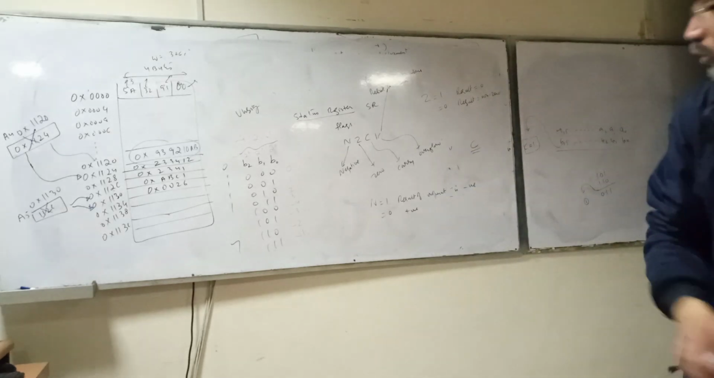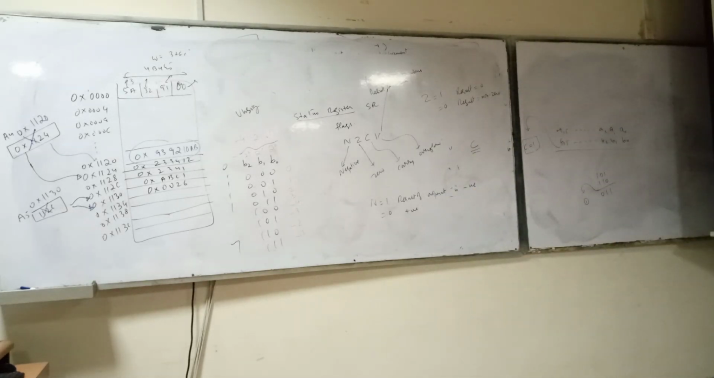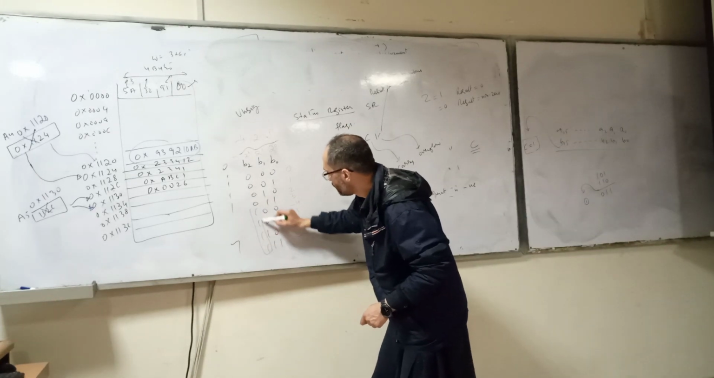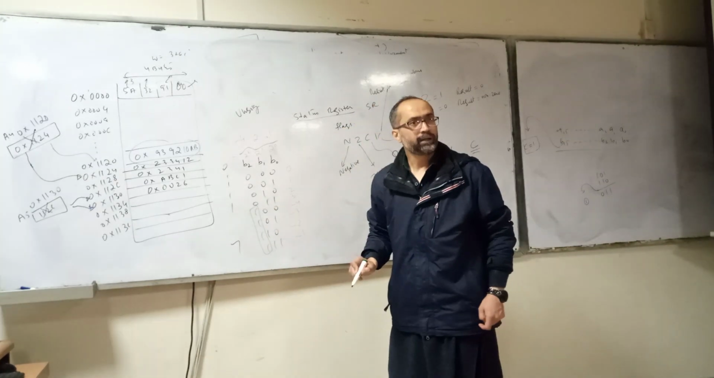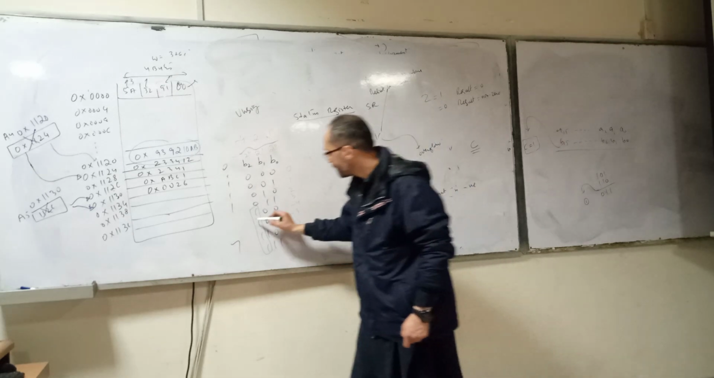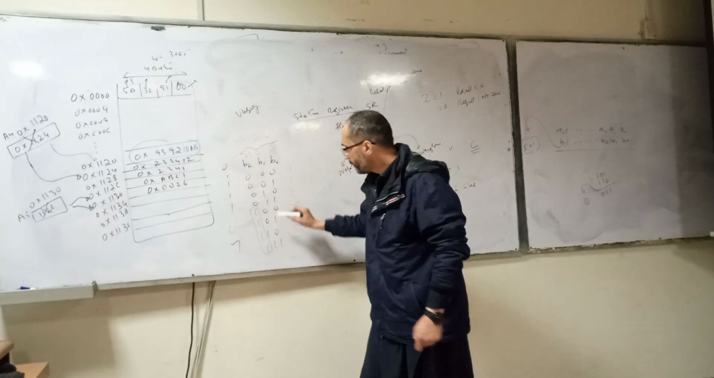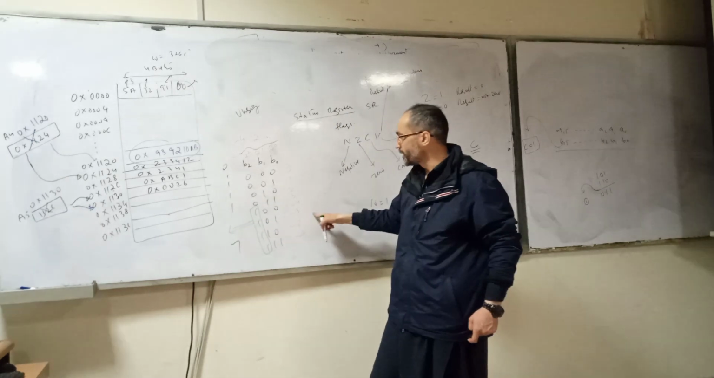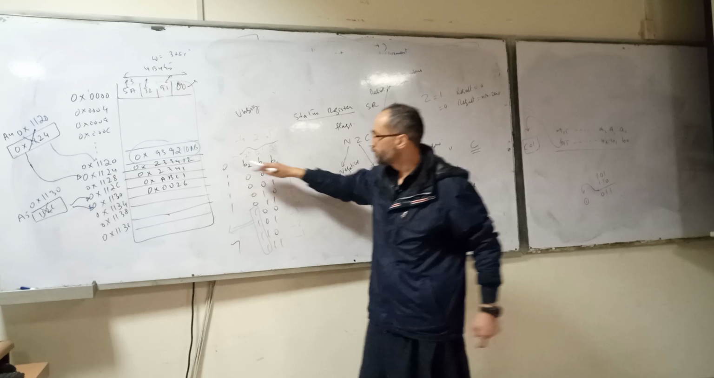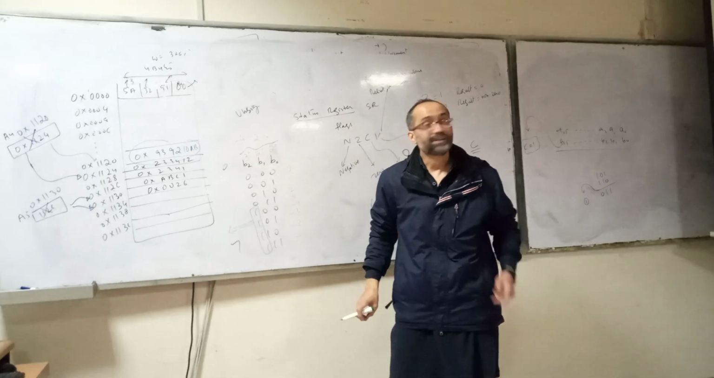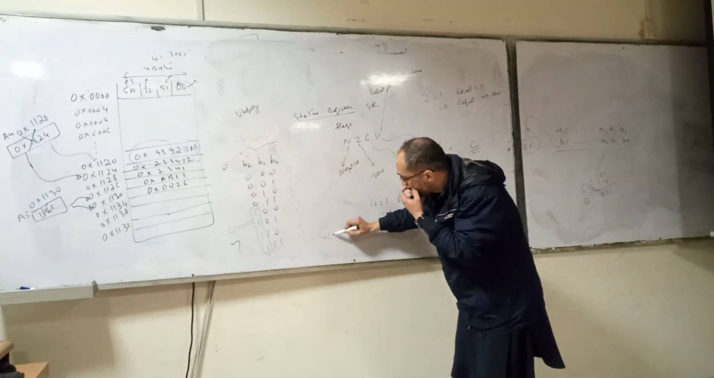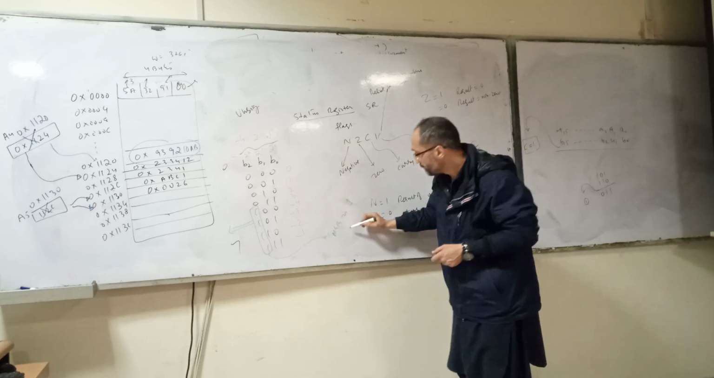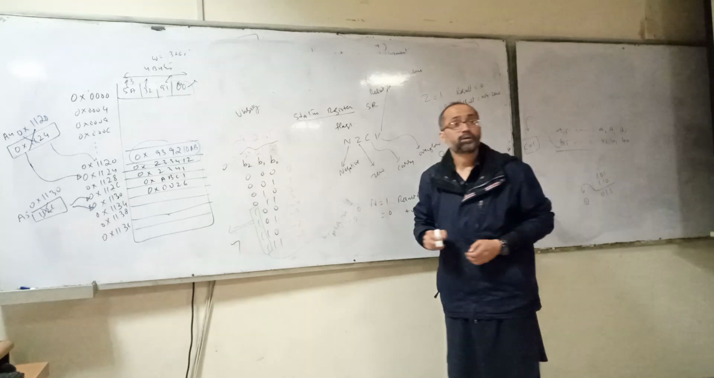Now, how do we know that it's negative data or positive data? If you look at this MSP site, when the MSP is 1, it's negative. When the MSP is 0, then it's positive. So it depends on the MSP. If the MSP is 1, then it is negative. When the MSP is 0, it is positive.